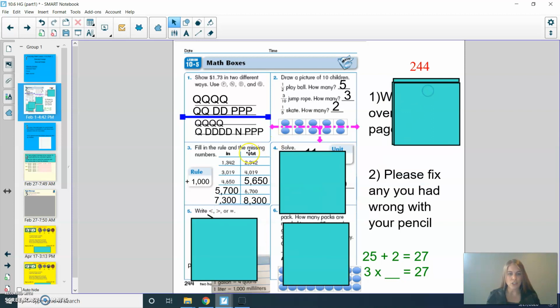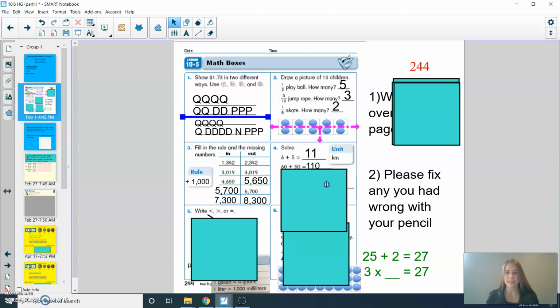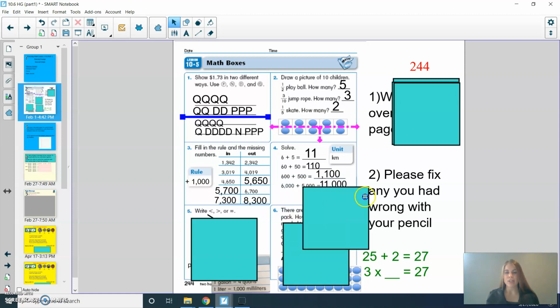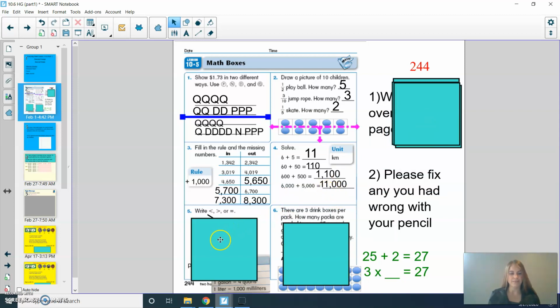And then I got to choose for the last one. I chose to put in 7,300, and so then out would be my 8,300. And again, you probably have a completely different answer for the last one, but just double check and make sure it still follows that same rule of plus 1,000. For question number 4, 6 plus 5 is 11, so 60 plus 50, I'm just adding 10 to my answer, giving me 110. 600 plus 500, I'm adding 2 zeros, giving me 1,100. 6,000 plus 5,000, I'm adding 3 zeros, giving me 11,000.